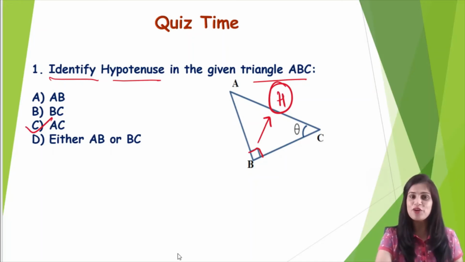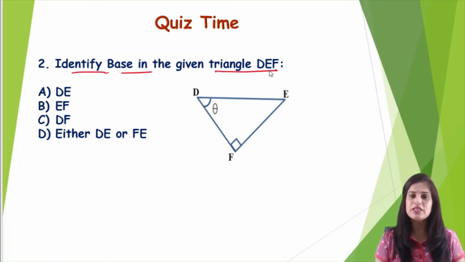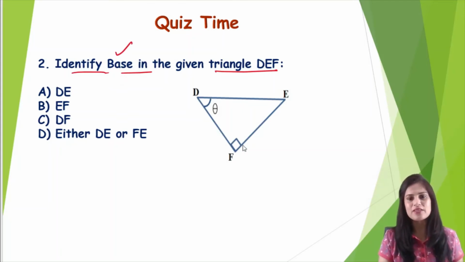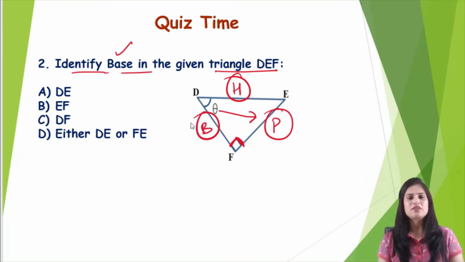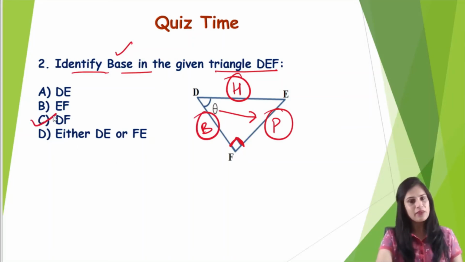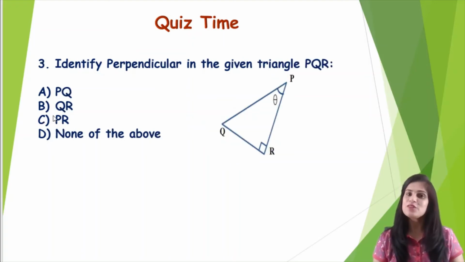Yes. Moving to the next question in our quiz time. Identify base in the given triangle DEF. So you can see the triangle DEF and this time they are asking base. Let us find that. Side opposite to 90 degree is hypotenuse. Side opposite to theta is perpendicular and the remaining one is, yes, base. So which one is base? DF. Option number C. Isn't it easy? Trigonometry? Yes.